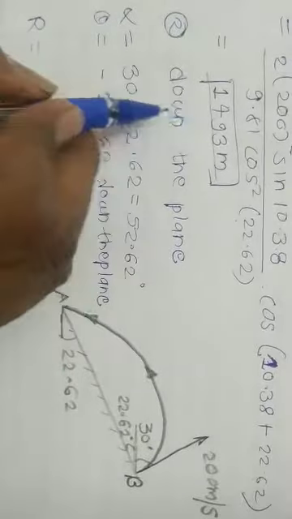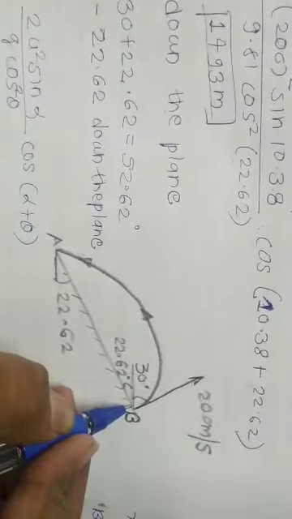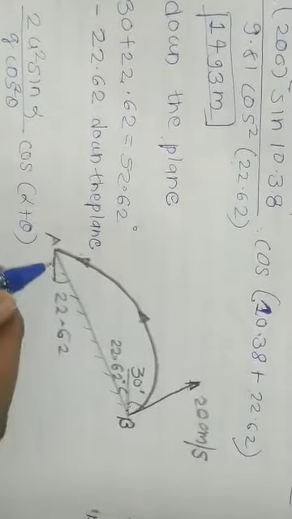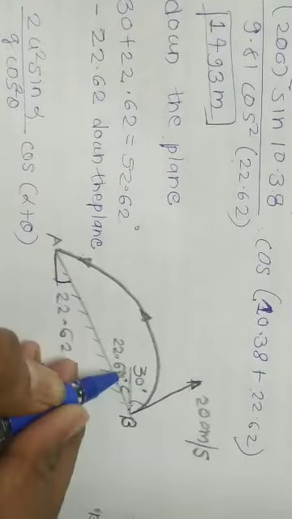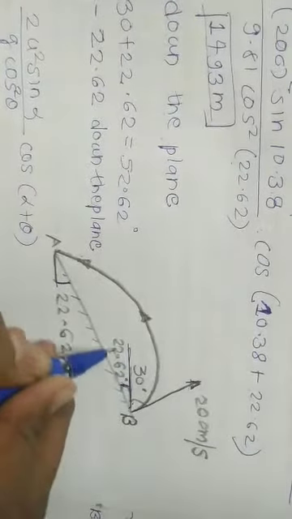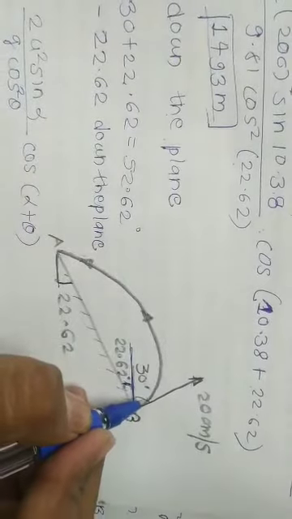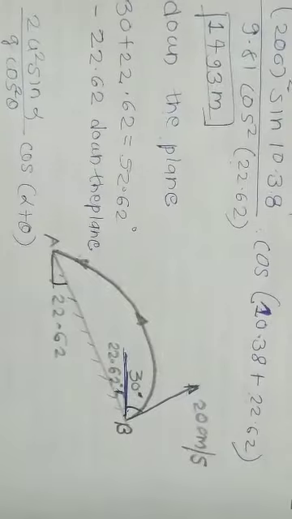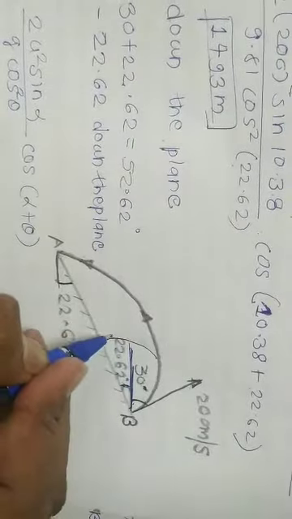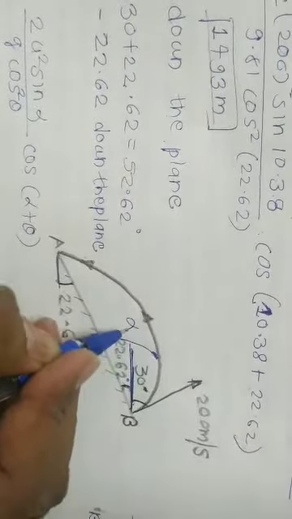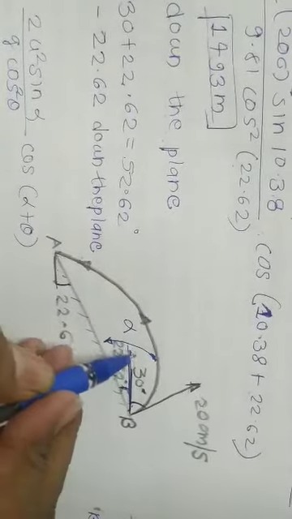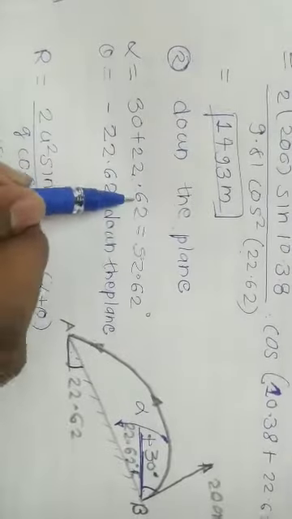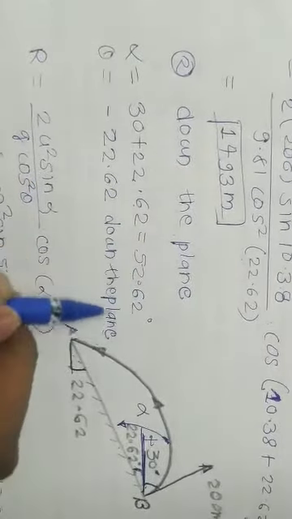Now in the second case, the stone is fired down the plane. So now the stone is fired from point B to A. So this is the velocity, and you know this angle is 22.62. So this opposite angle will be 22.62. The angle made by the velocity with the horizontal is given in the problem statement, and that is equal to 30. Now what will be the value of alpha? So alpha will be the total angle made by the velocity with the inclined plane. For that we have to add up these two angles. So alpha is equal to 30 plus 22.62 equal to 52.62.